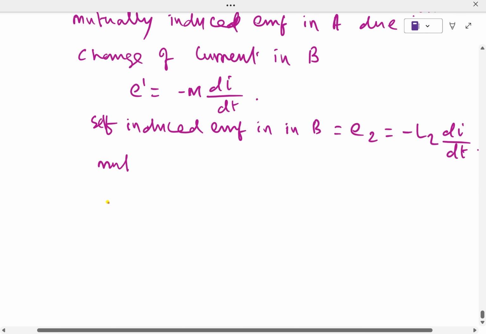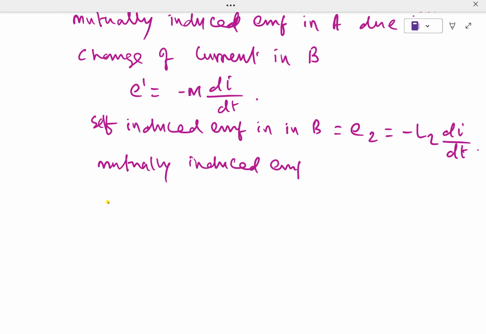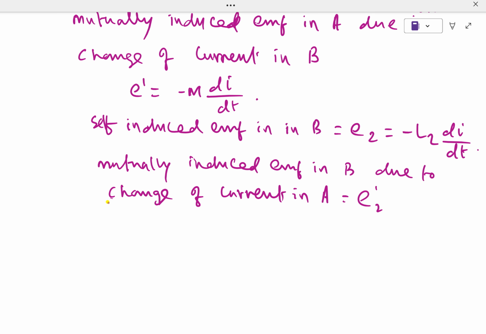Now, mutually induced EMF in B due to change of current in A is E2 dash. E2 dash is equal to minus M di by dt.